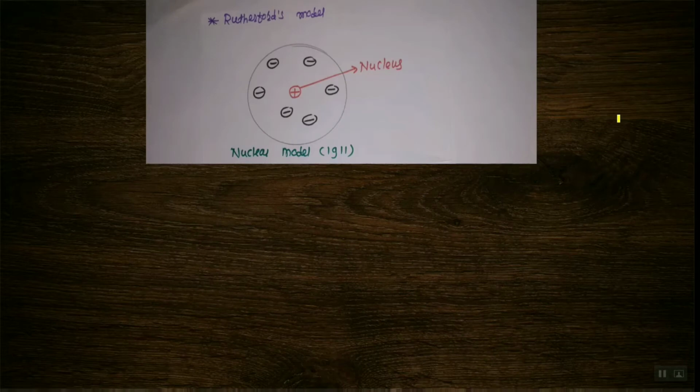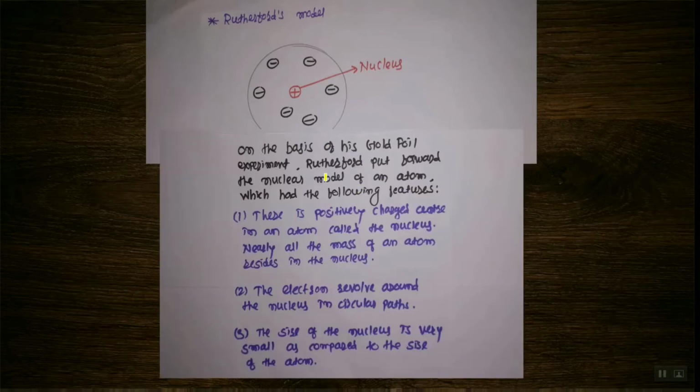Second, the Rutherford model, that is the nuclear model, which was proposed in 1911. In this model, at the center there is a positively charged particle, the nucleus, and around it the electrons are there. This theory is on the basis of the gold foil experiment. Rutherford put forward the nuclear model of an atom which had the following features.